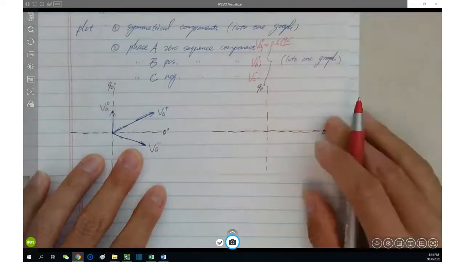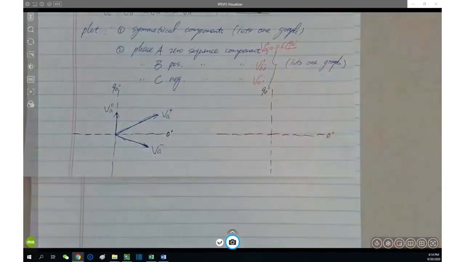Okay. Then in the exam, obviously, you want to first of all find it, right? First of all, you need to find the correct phasor, and then we talk about how to plot. This is what you need to do in the exam.